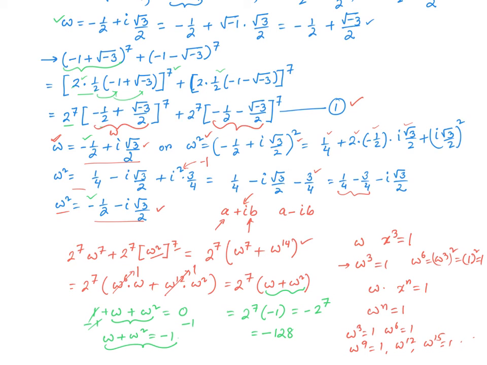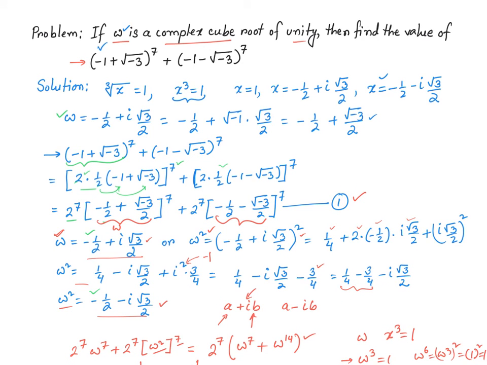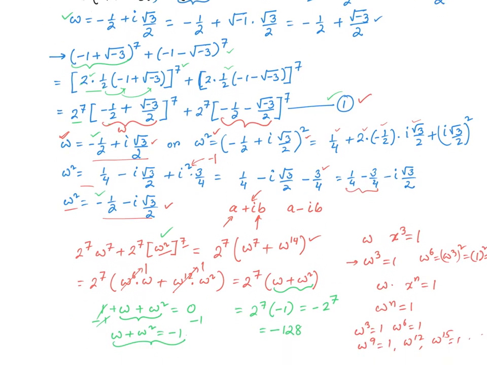Now let me summarize what I have done here. I was given this problem where omega is a complex cube root of unity, and I needed to find the value of this expression. What I did, I found the three roots of unity, which are this, this, and this, and I call this one omega, and then this becomes omega square. Then I take the given expression and simplify it to the point where I can replace the values by omega or omega square, and I do so right here. Then I simplify it to get to this point.